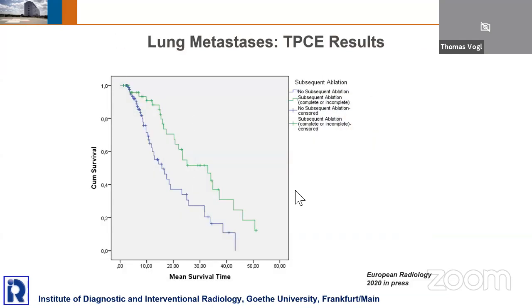So if we summarize for the lung metastasis, if you're using chemoembolization, we see that those patients who have no subsequent ablation, only chemoembolization, are much lower in survival in comparison to those who are receiving chemoembolization and ablation.